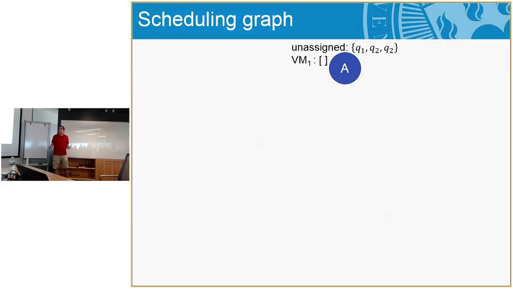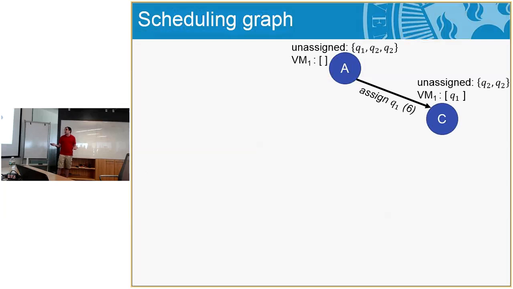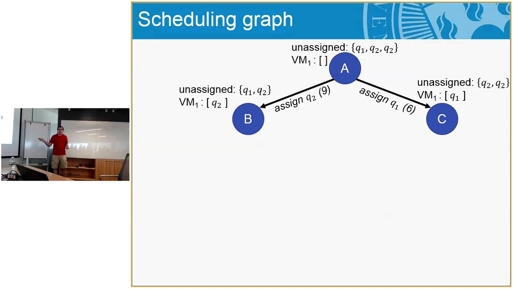So you start out at the start vertex, here represented by A, where all of your queries are unassigned and you've got a single empty virtual machine. Now, from this vertex, you could make the decision to assign an instance of Q1, which would move Q1 out of the unassigned set and onto this VM. We'll call that vertex C. Or you could choose to assign an instance of Q2, which would move an instance of Q2 out of the unassigned set and place it onto the VM.